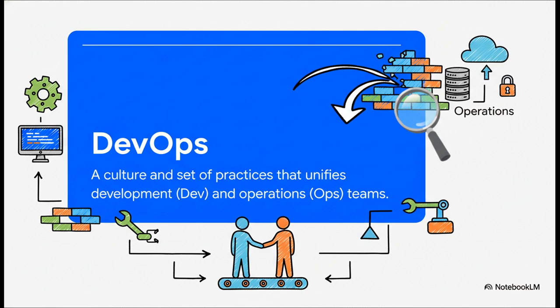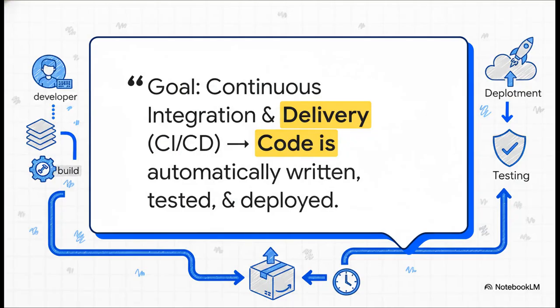And the whole idea is to tear down the wall that used to exist between the team that builds the software and the team that has to run and maintain it. It's a cultural shift that's all about collaboration and, most importantly, automation. The ultimate goal of DevOps is something called CI/CD. That's continuous integration and continuous delivery.